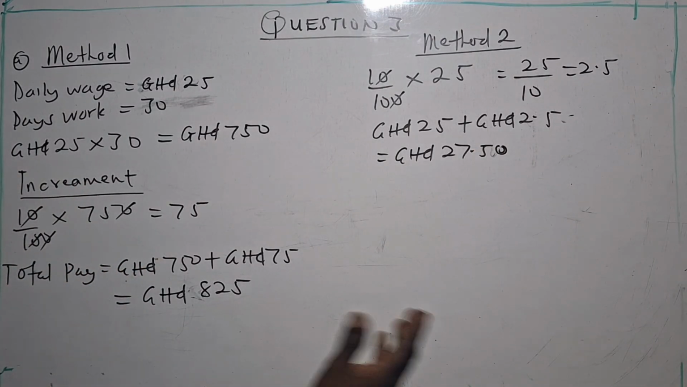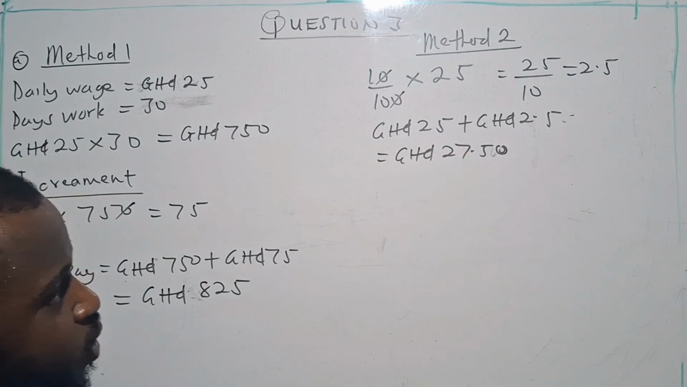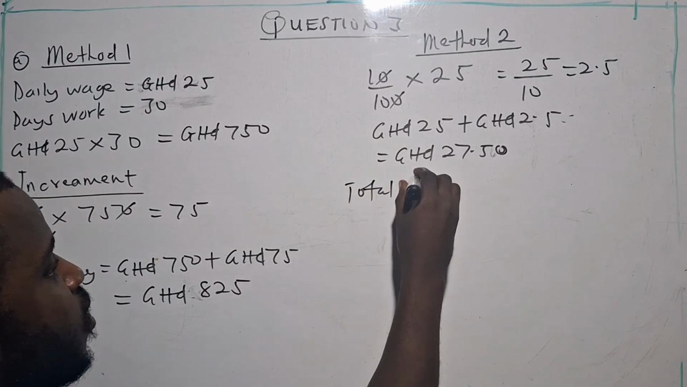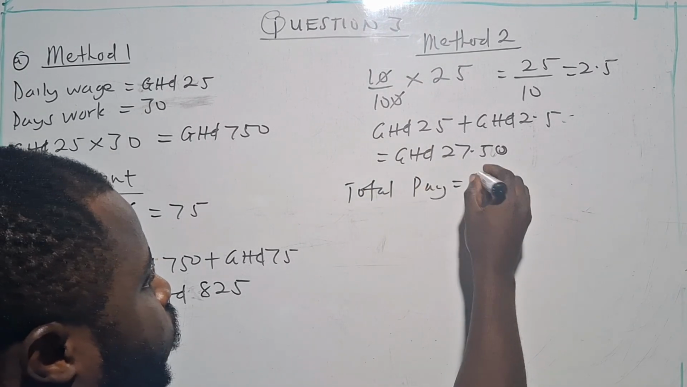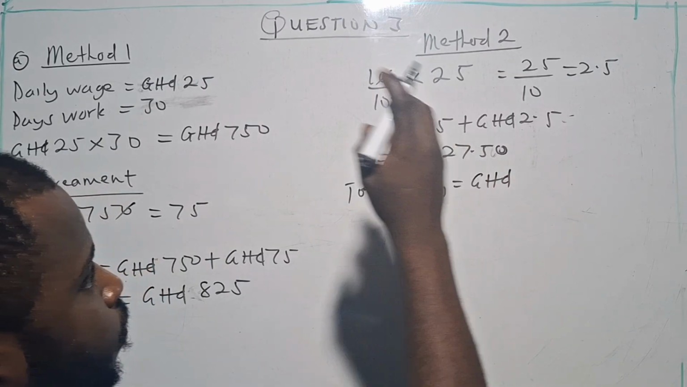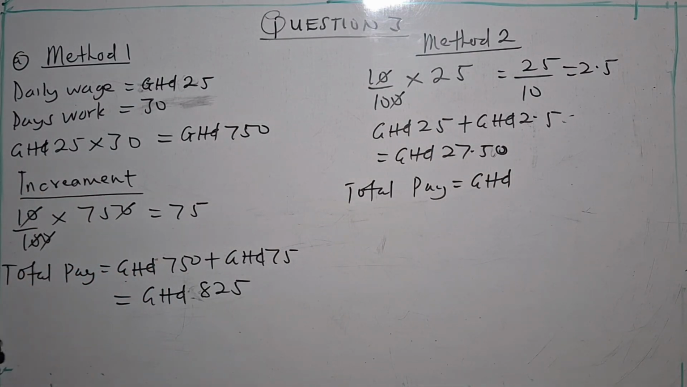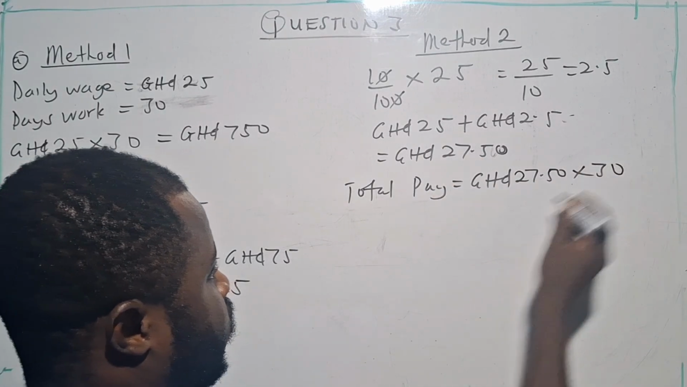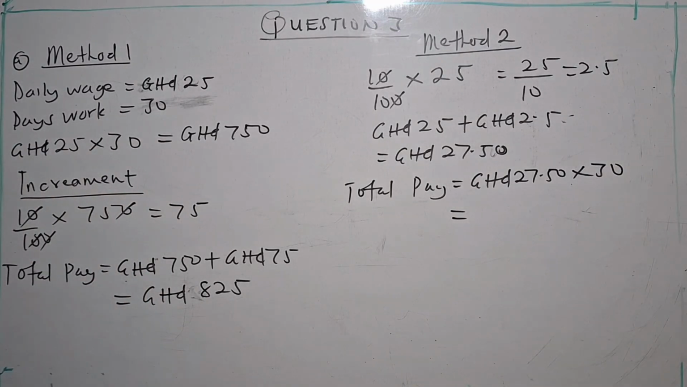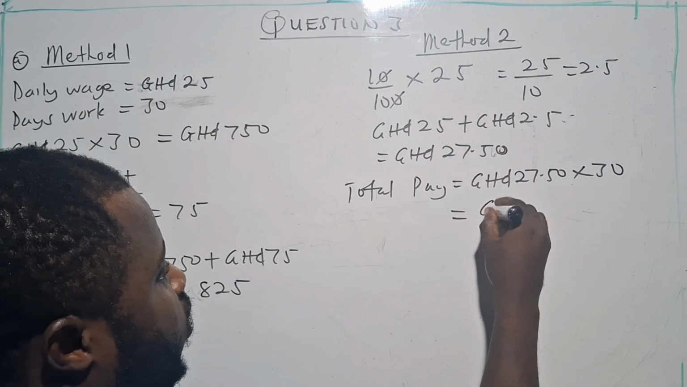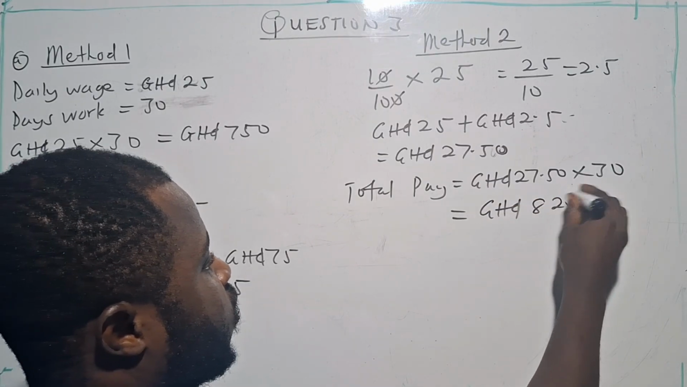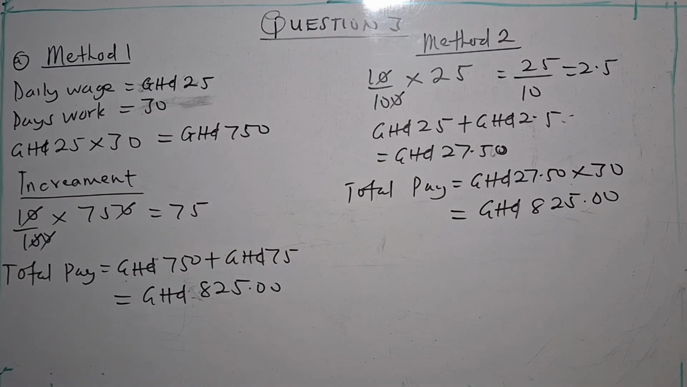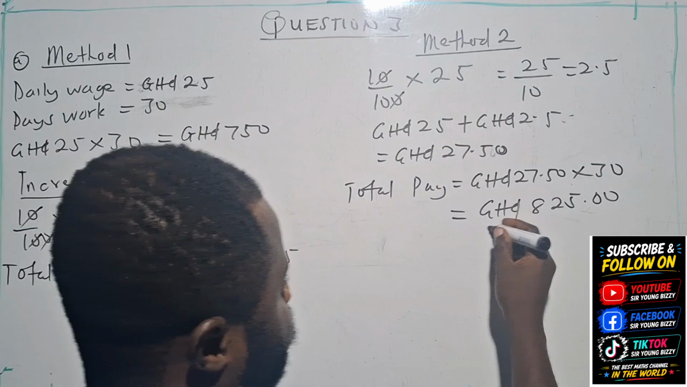Yes, so 10% has been added. So now, total pay is going to be what? The total wage he received already times the number of days. So this one is 27 cedis 50 pesewas times 30 days. When you multiply, you are still going to get 825 cedis as well. Yes.